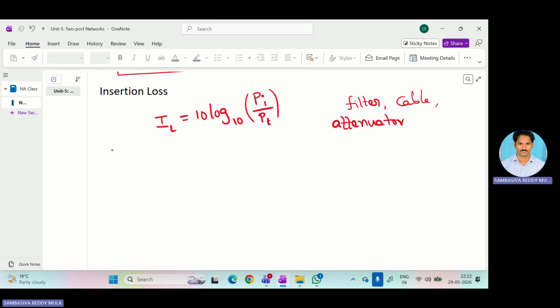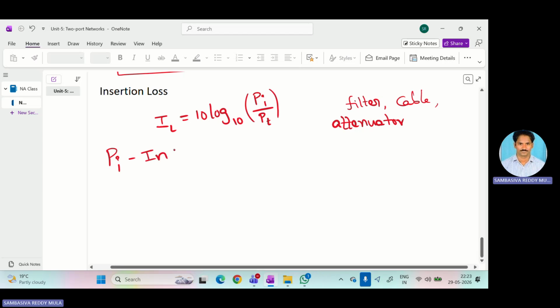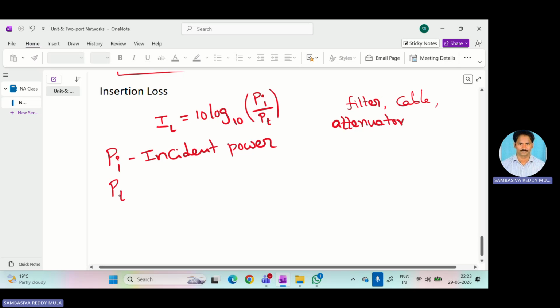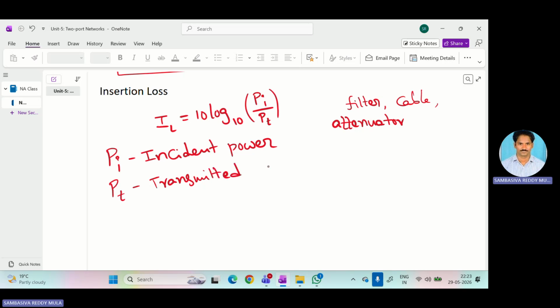So the units are dB. Here PI represents the incident power. Incident power means the given power to the device, the input power. PT represents the transmitted power. Incident power is the input power of that device, and transmitted power is the output power of that device. So this gives the insertion loss.